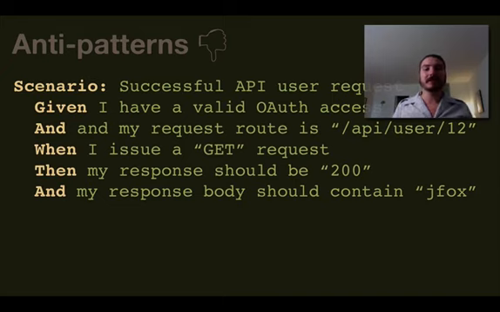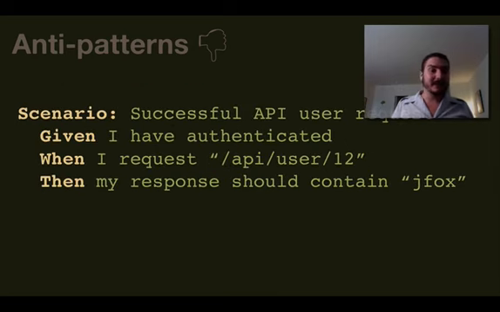So we should clean this up to make it a bit more readable and a little bit less technical. Given I've authenticated and I request that path, then my response should contain JFox. So not only did we remove a few steps, but we abstracted some of the technical details into these context functions. For example, the when statement knows how to issue a request, and a then statement will assure that the request is successful. It may assert behind the scenes that you get 200 back before checking the response. So those are three main anti-patterns.